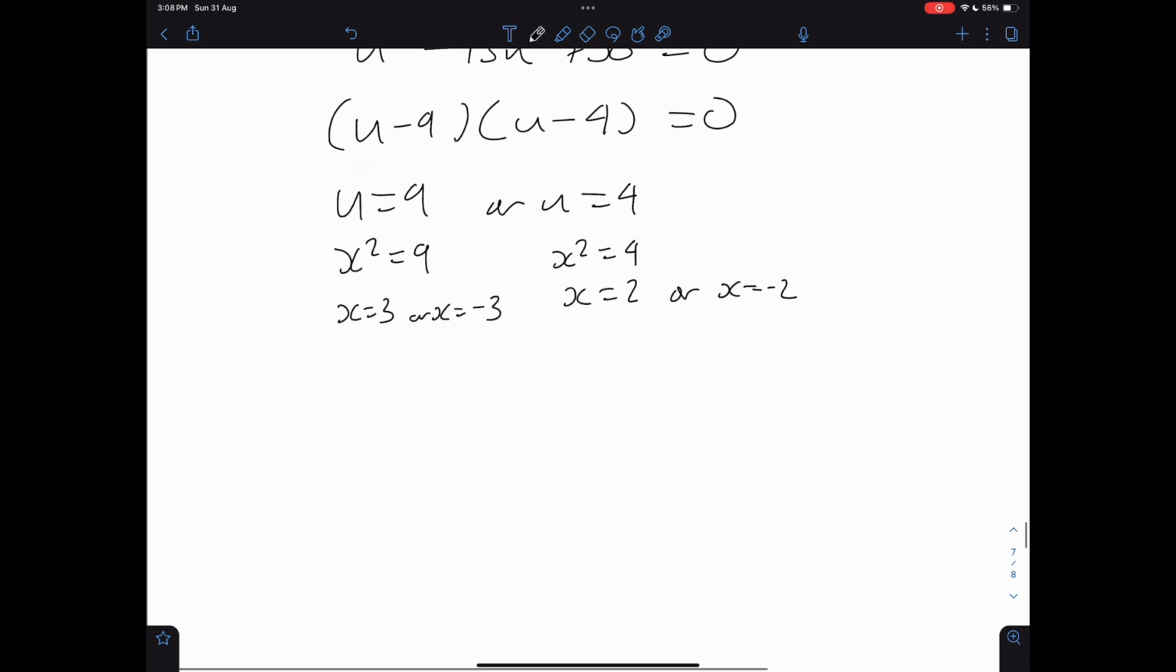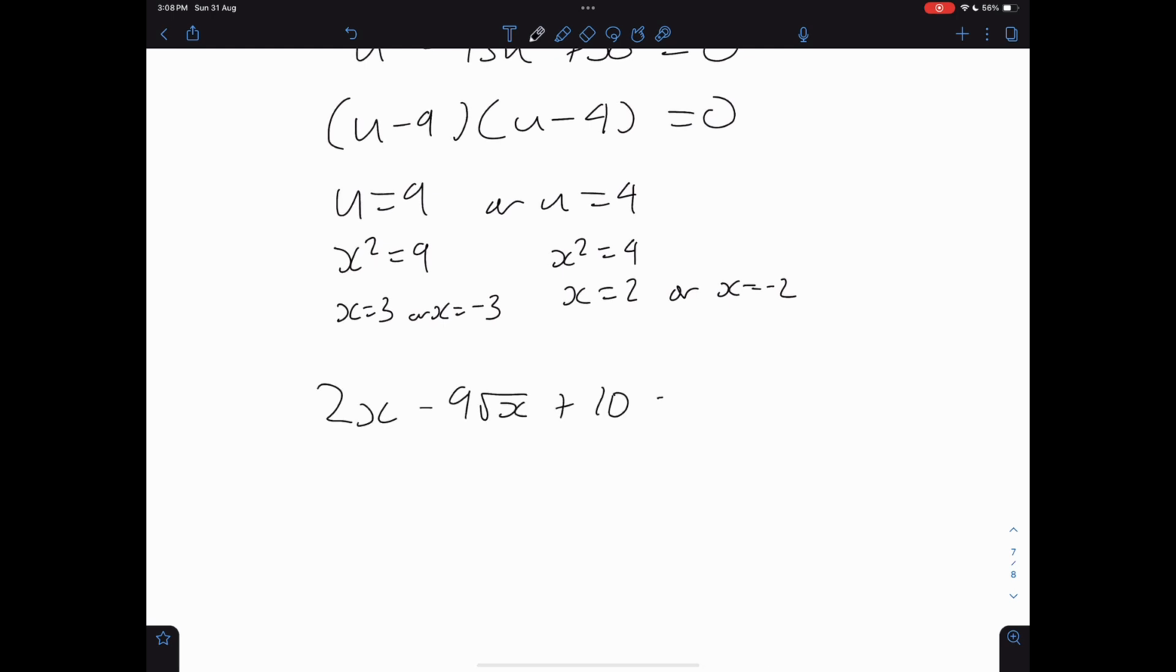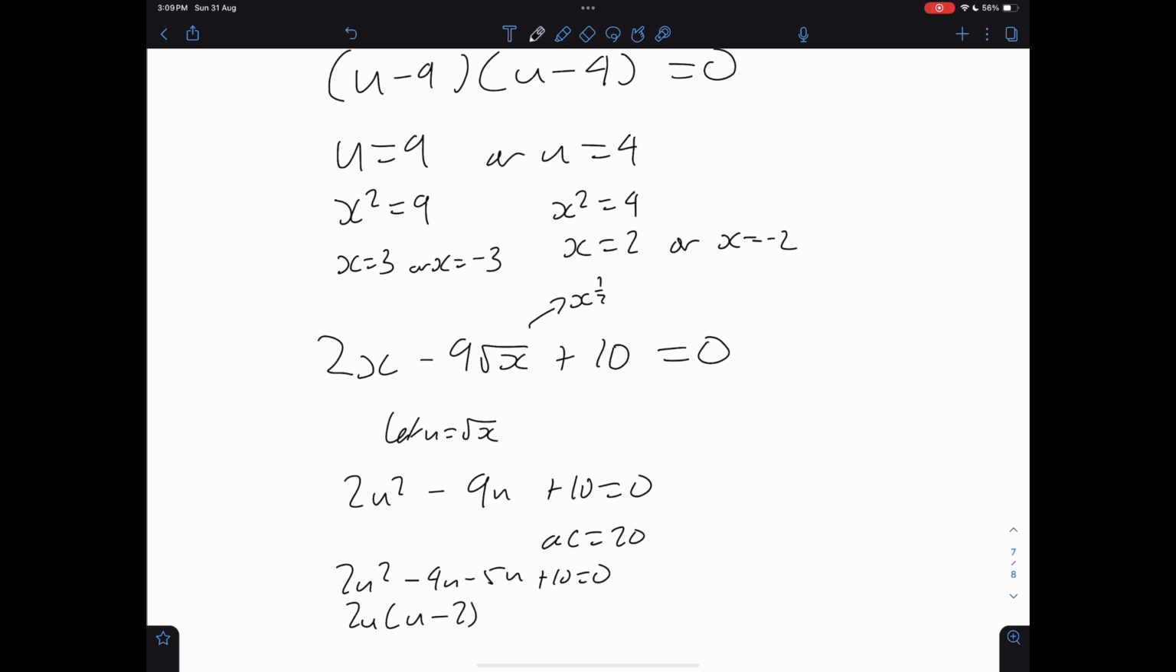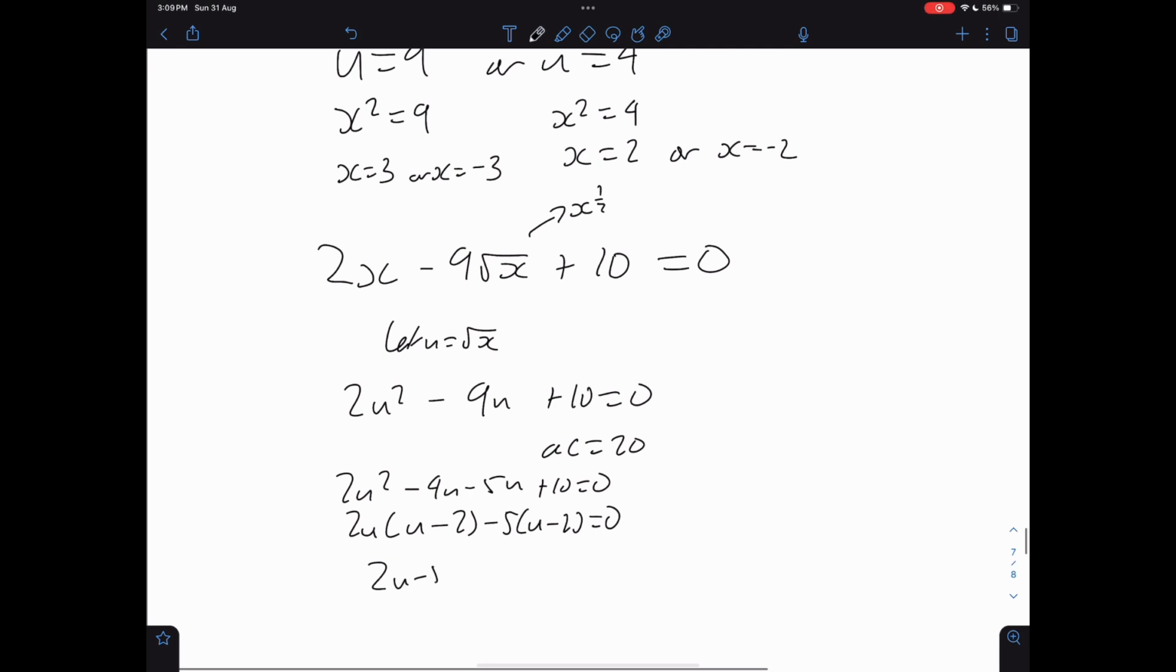And then also it could look like this. Now, remember, this is x to the power of half, so you could say let u equal root x, and then it'd be 2u squared minus 9u plus 10 equals 0. And then ac, that's 20. And then you do minus 4u minus 5u plus 10 equals 0, 2u(u minus 2) minus 5(u minus 2), and then you just keep going.